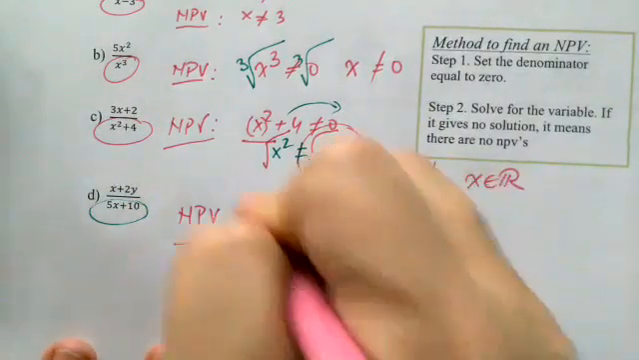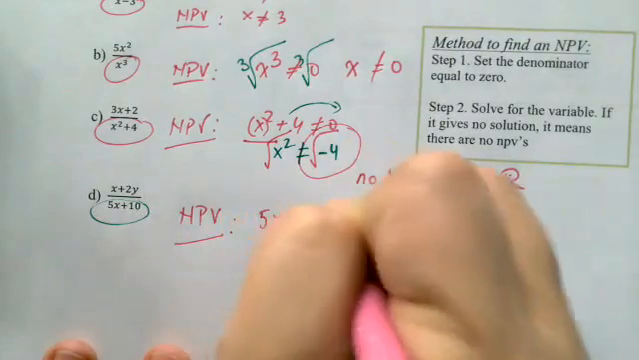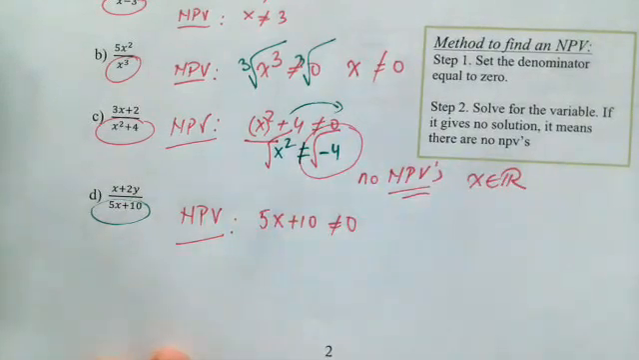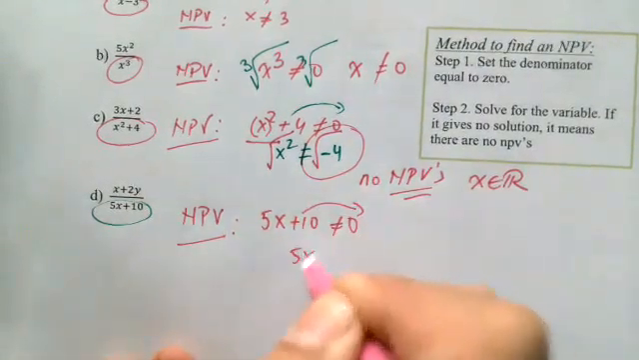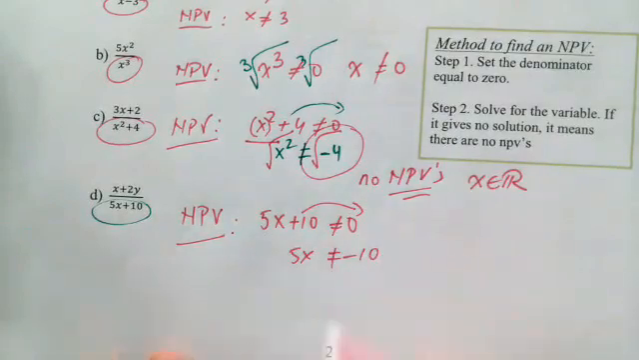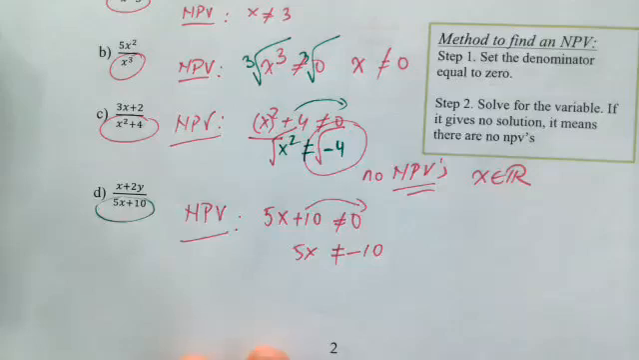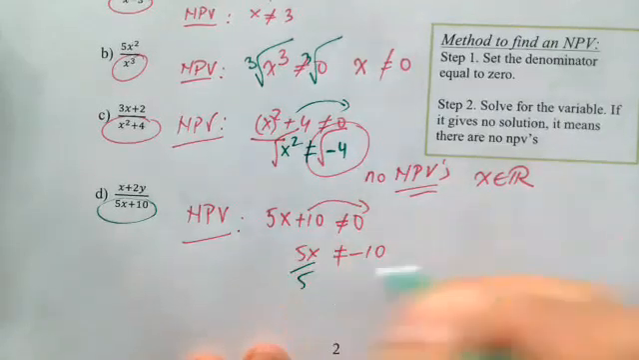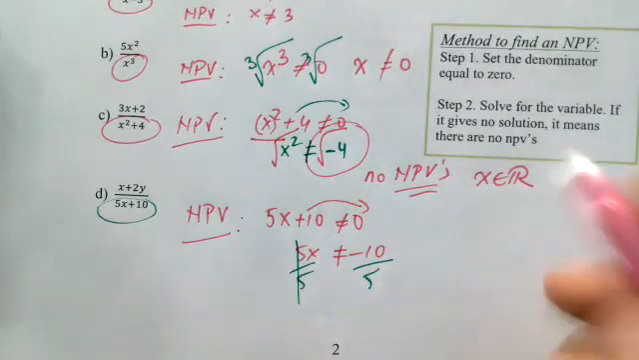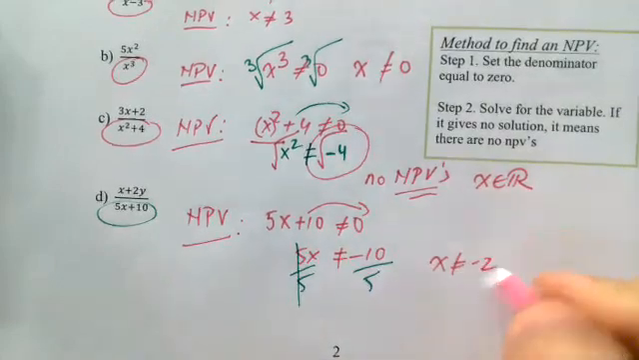So 5x plus 10 cannot be 0. Move the 10 to the other side. 5x cannot be -10. Divide both sides by 5. X cannot be -2.